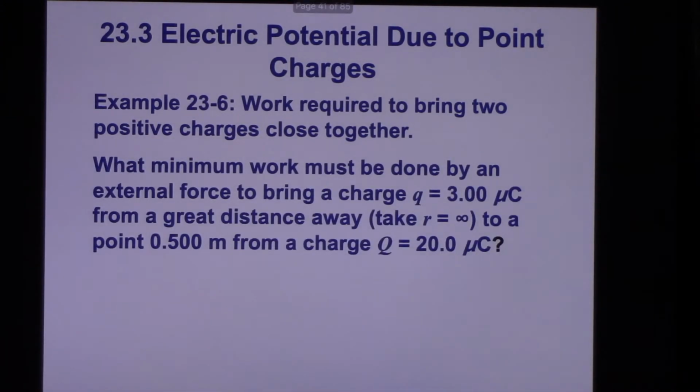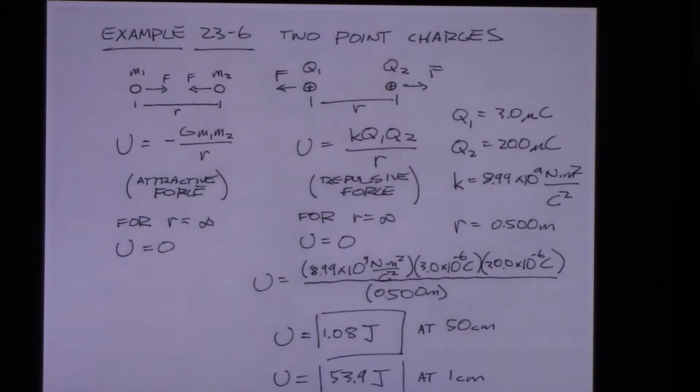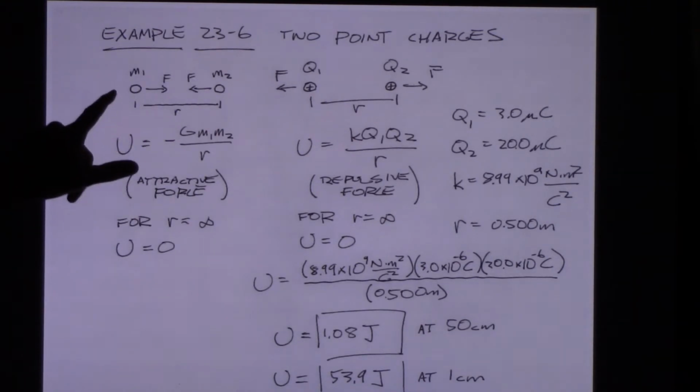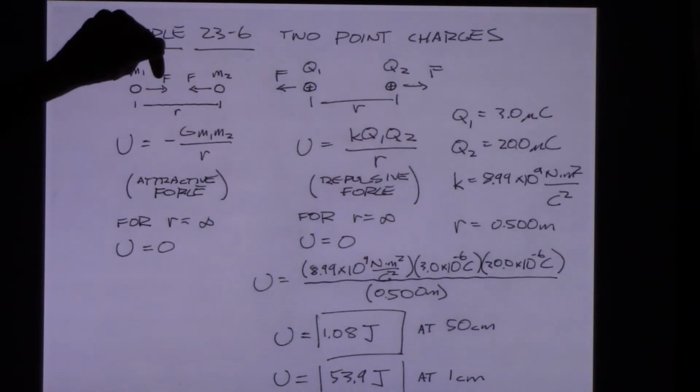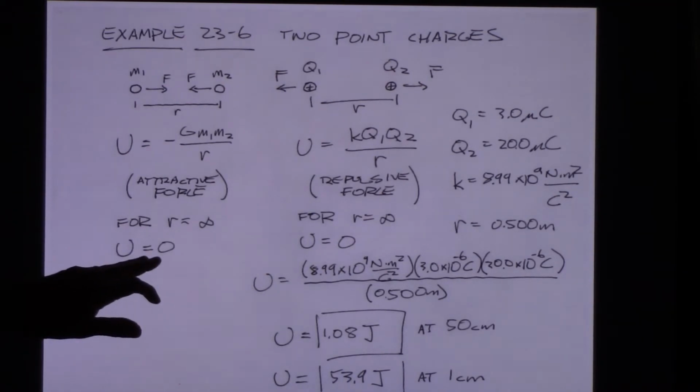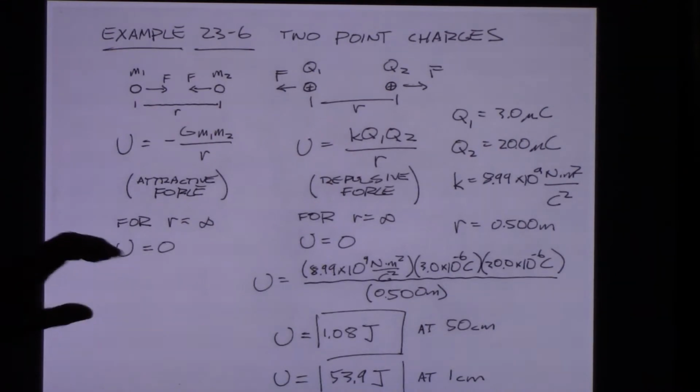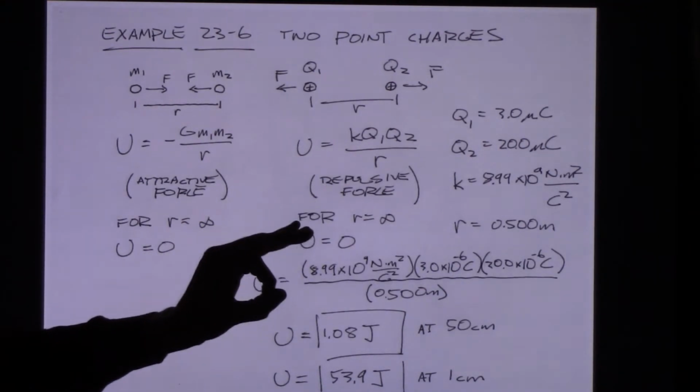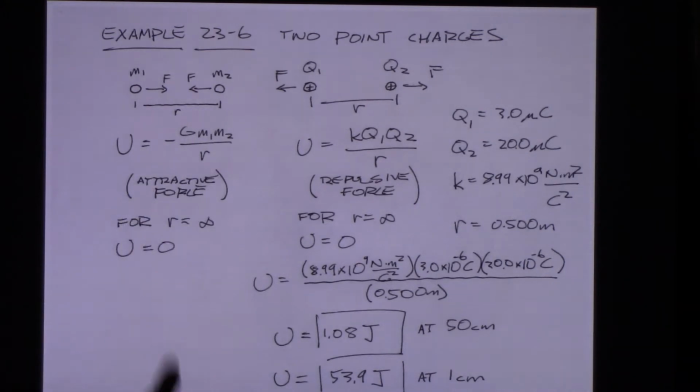All right, this says I want to take two positive charges and I want to bring them close to each other. And here's what the problem looks like. So, again, I'm going back to gravity. If I had two masses, they would have a certain force acting on them. There's a potential energy. It's an attractive force. The potential energy would be 0 at infinite separation. And as I bring them close together, the potential energy drops.